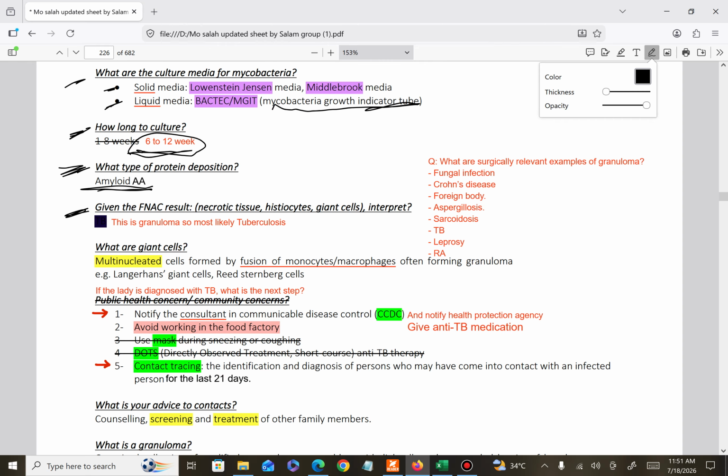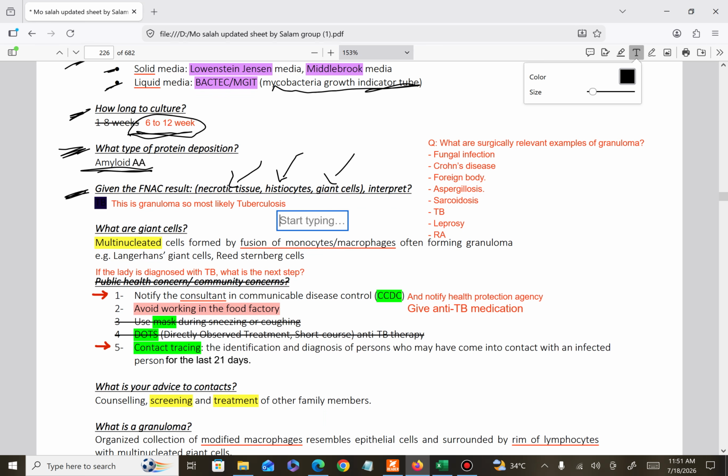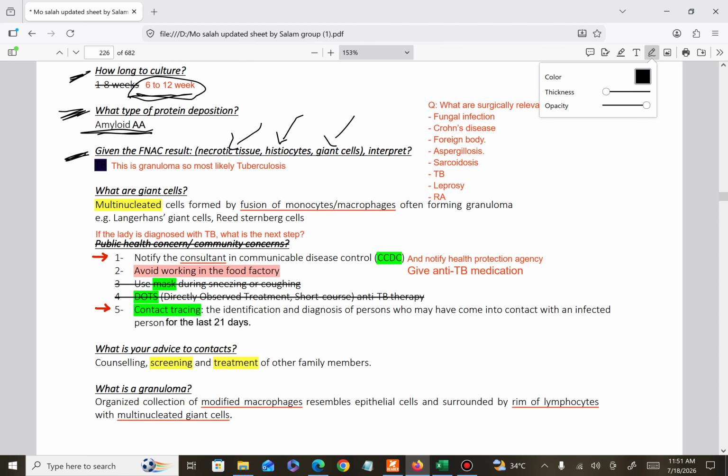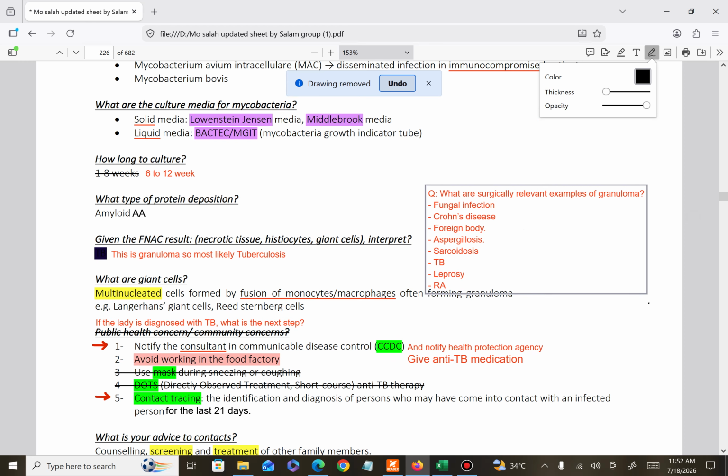Now, in this question, the fine needle aspiration cytology result shows necrotic tissue, histiocytes, and giant cells. Interpret these results. So this is granuloma, which is most likely due to tuberculosis. The interpretation of this result is granuloma. The other question is, what are the surgically relevant examples of granuloma?